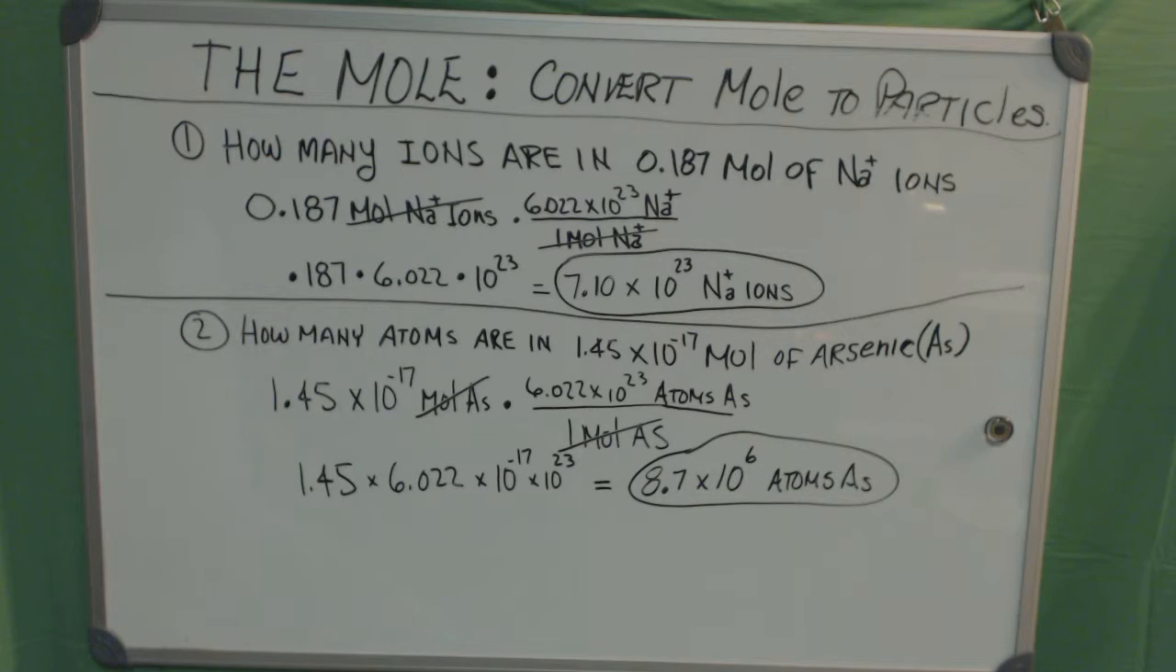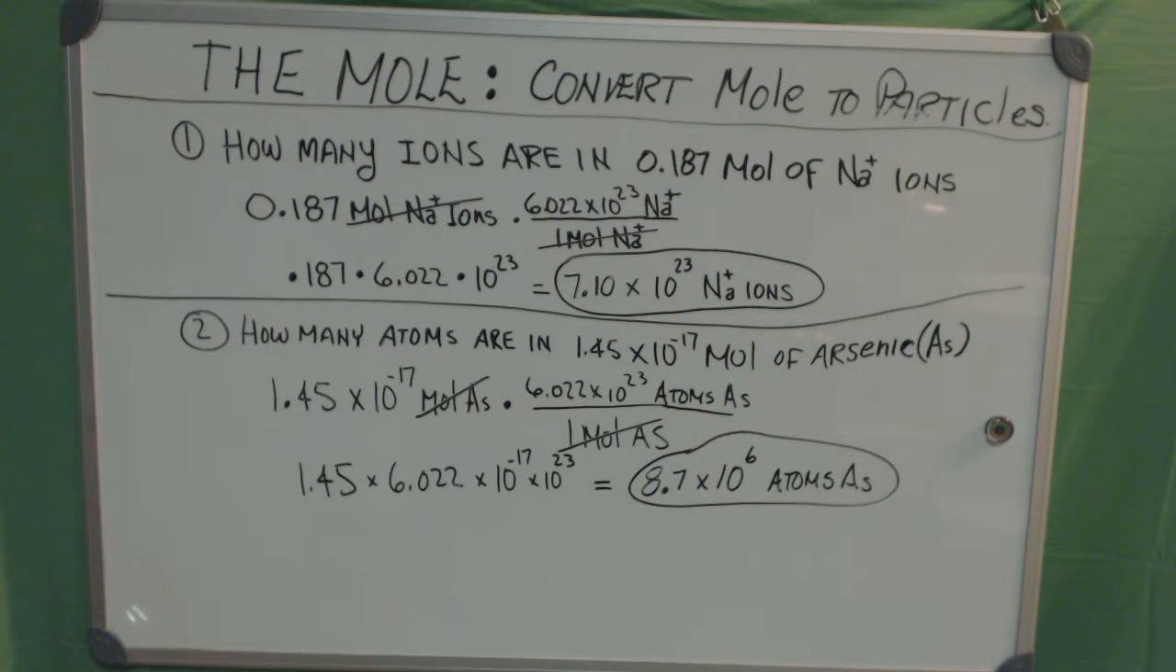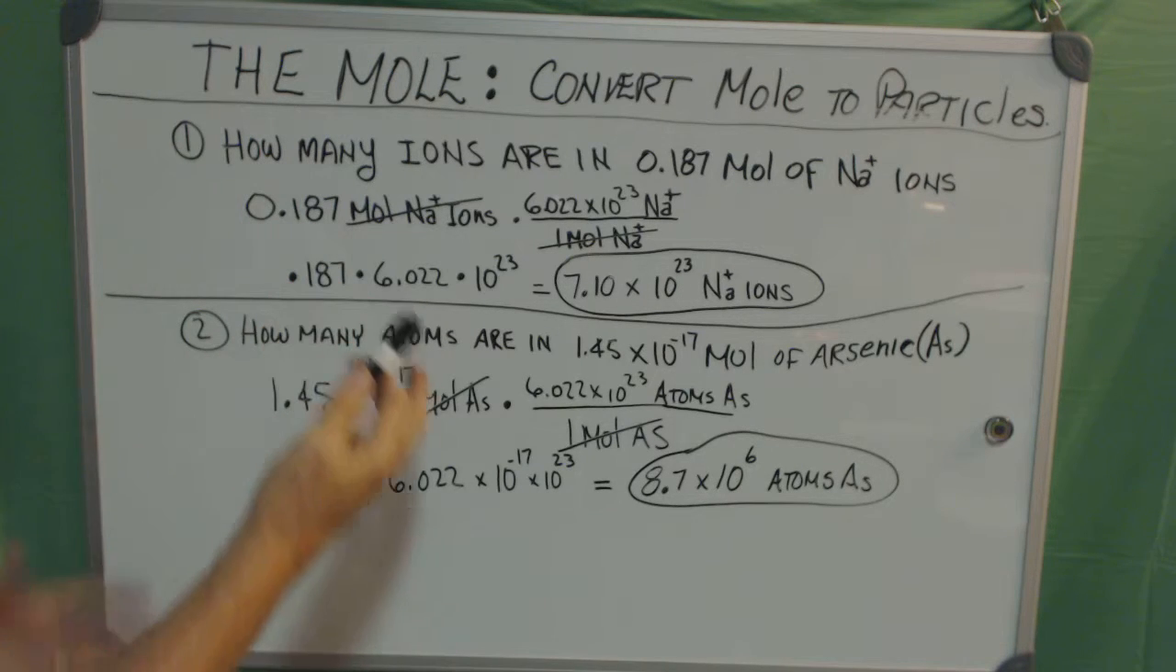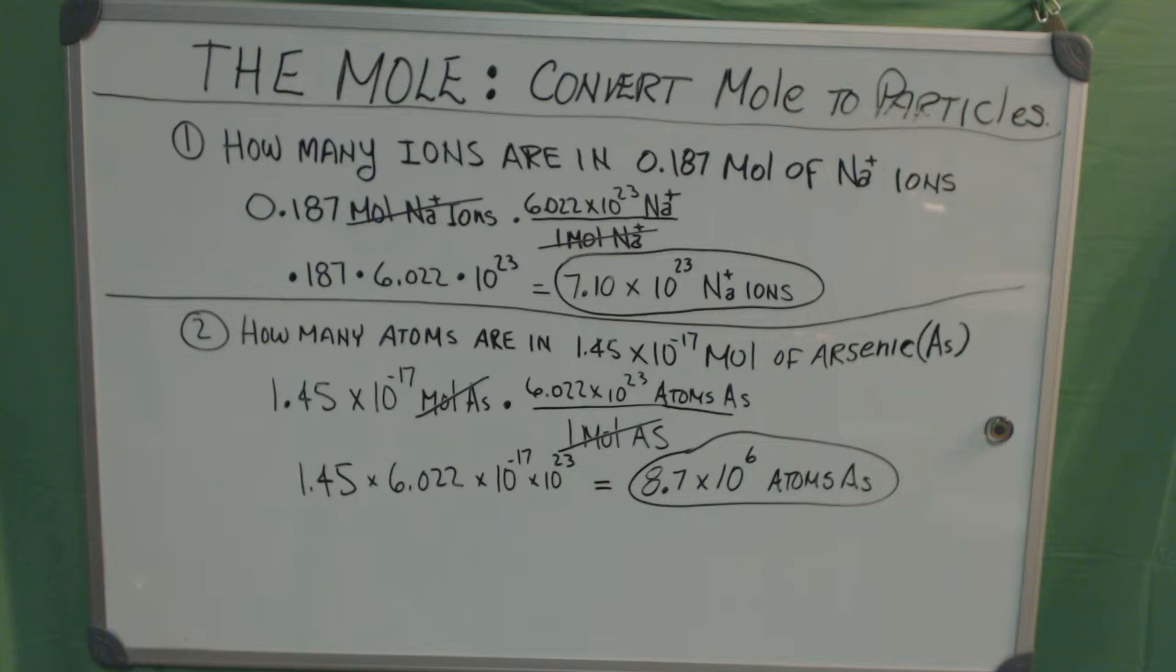Okay, here's the first two problems in our exercise on page 228. Number one, how many ions are in 0.187 moles of sodium ions? The information that they give you, you just take that 0.187 moles of sodium ions and start your equation off with it, because that's the only information you have. That's the number we want to convert.